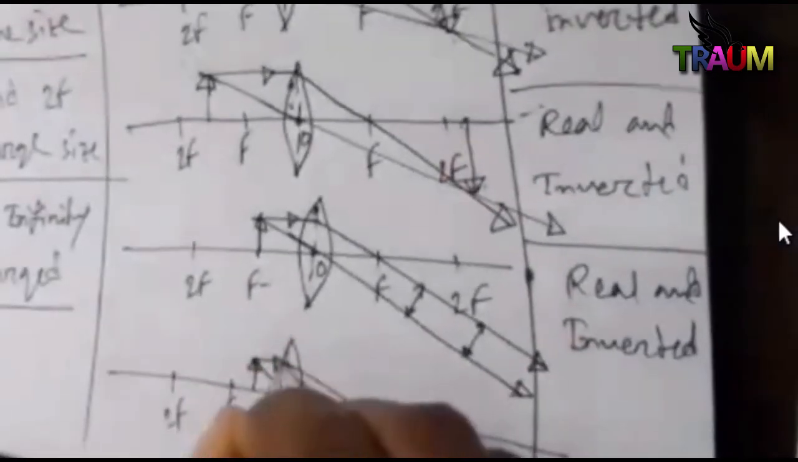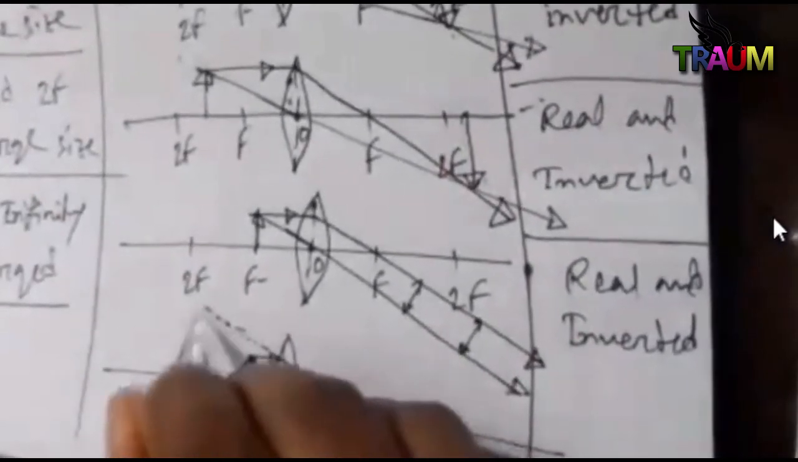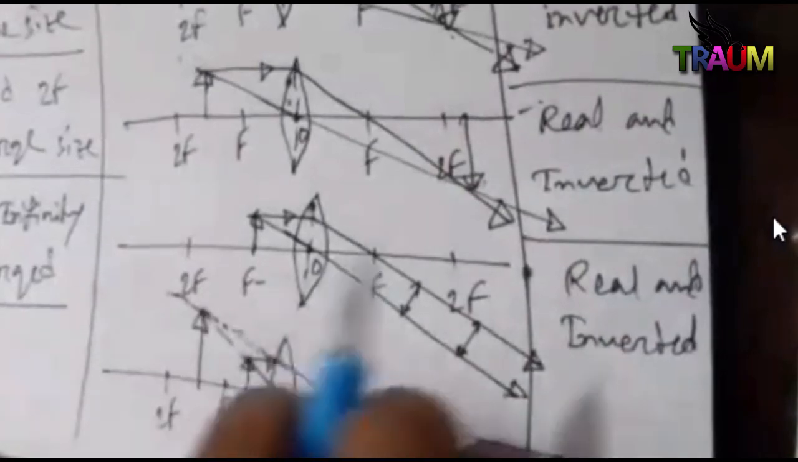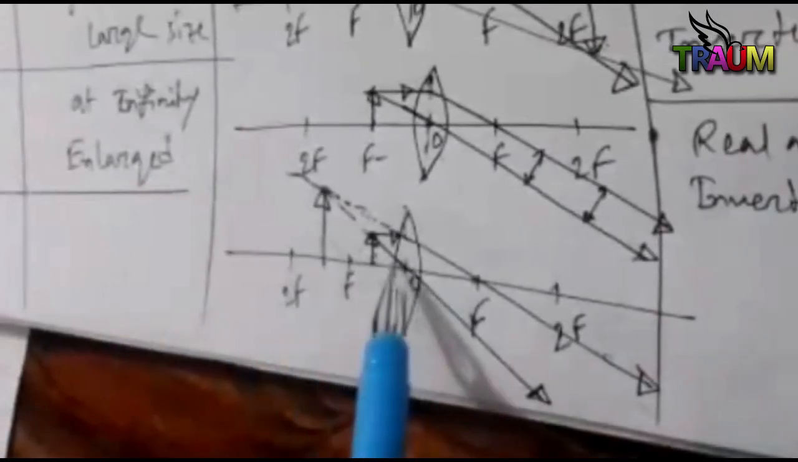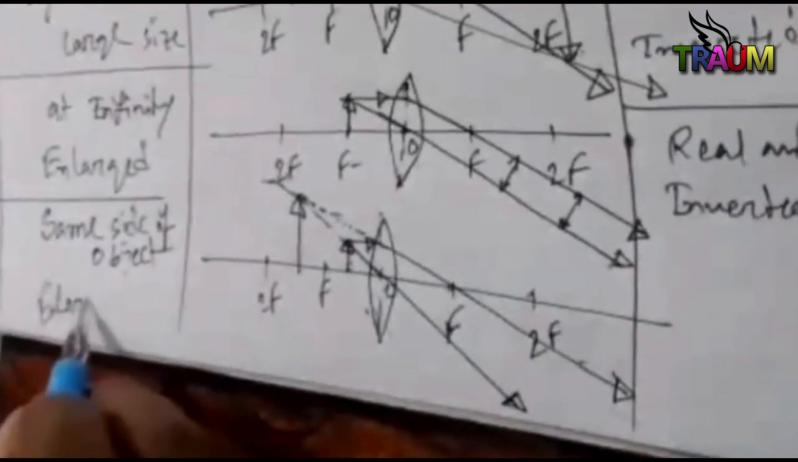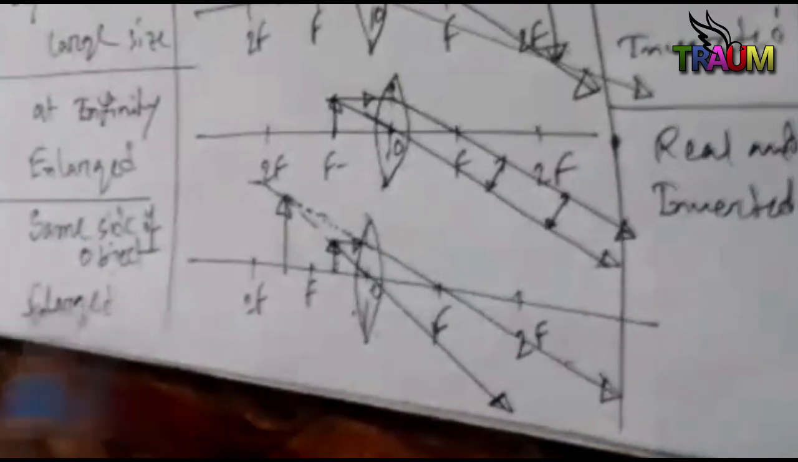So, if we extend the lines, then the image position is in front of the lens, on the same side of the object. Okay? And it is larger. Yes, ma'am. Larger, enlarged. Magnified. Magnified only.